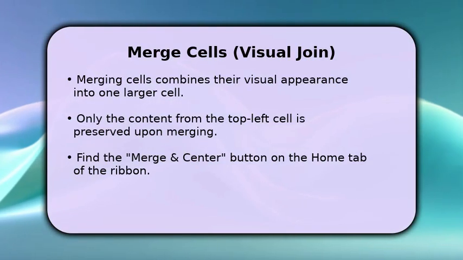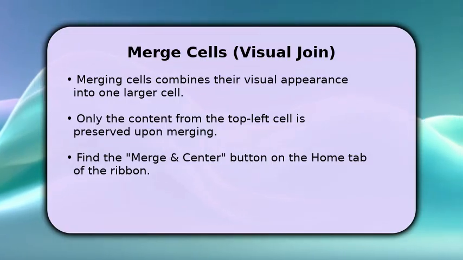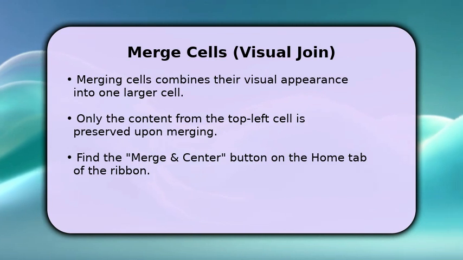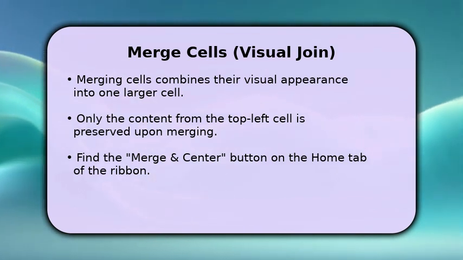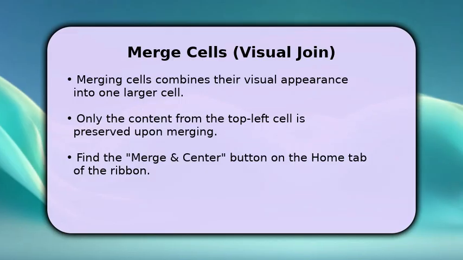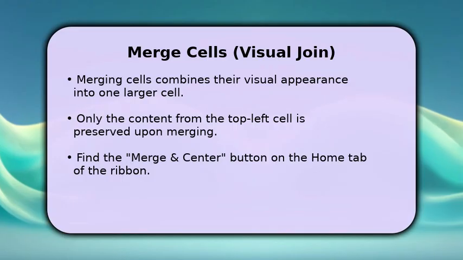It is important to understand that merging cells is different from joining their content. When you merge cells, you are creating one larger cell visually, but only the data from the top left cell remains. The Merge and Center button on the Home tab performs this action. This is useful for formatting headers across multiple columns, but it does not combine the text itself.